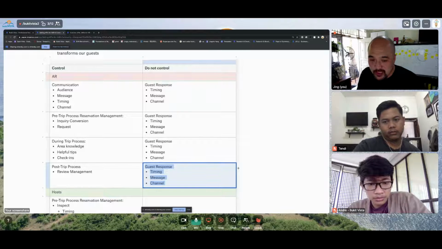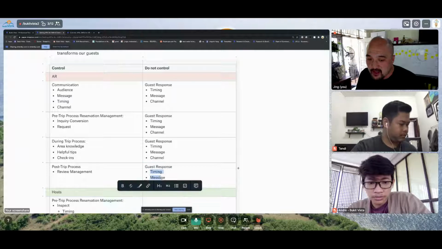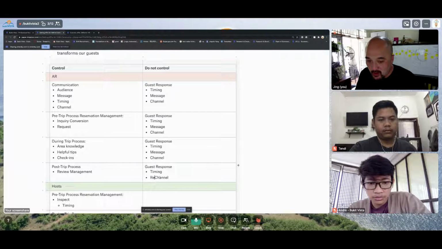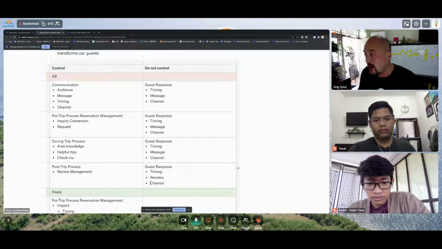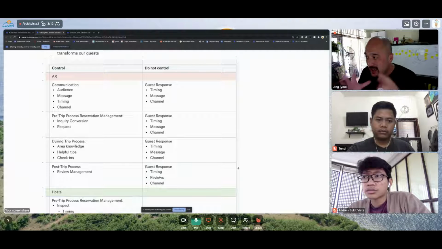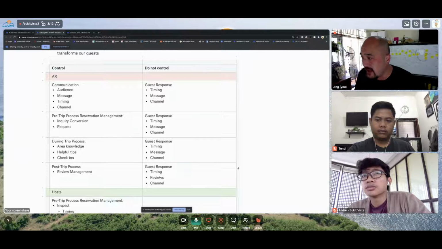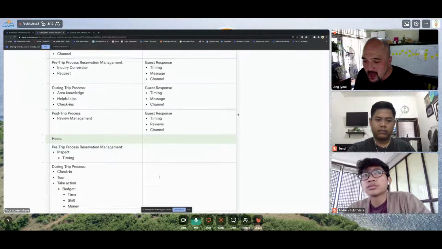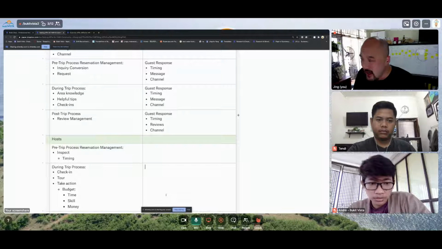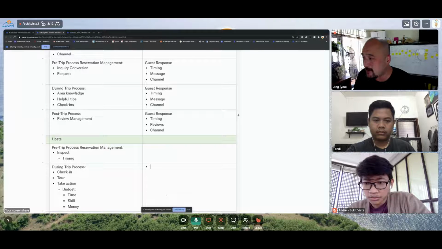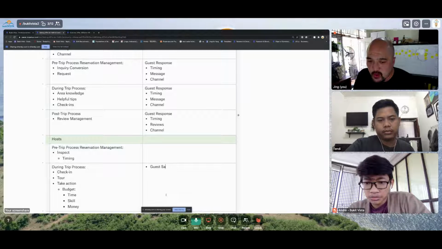We do not control guest reviews. We do not control when they'll leave their reviews. We do not control if guests will be angry or happy or sad or whatever, but that is in the guest's capacity to control, right? Okay, during the check-in process, Kendi, do we control guest satisfaction? If the guest is unhappy, do we have control over that? No. Right. We do not control guest satisfaction.